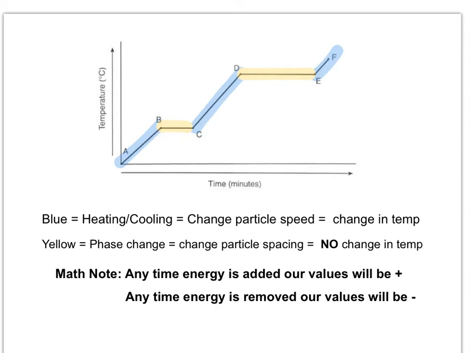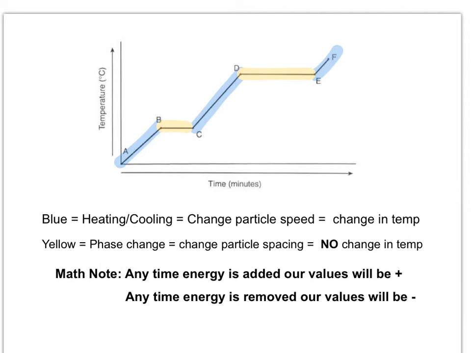In particular, the other day we discussed in class the shape of this graph that you're seeing above and what each portion of this graph represents in terms of phase changes of something like water. To remind you of some of the things we discussed, we have blue regions on the graph, which I've highlighted, which represent heating and cooling.